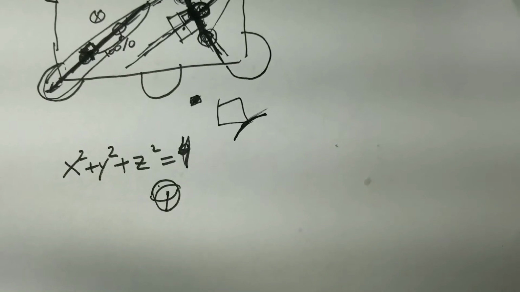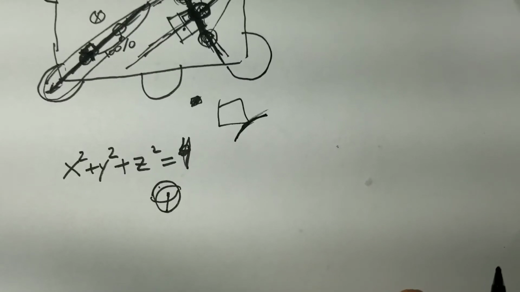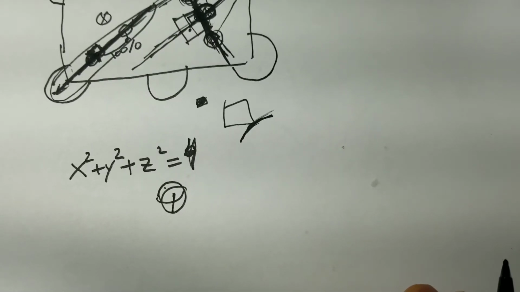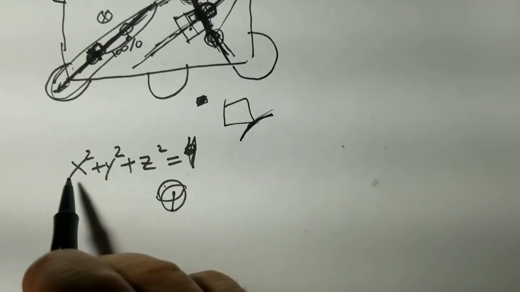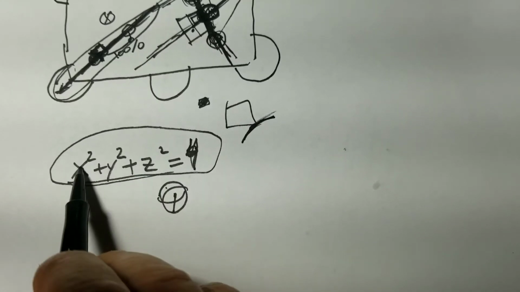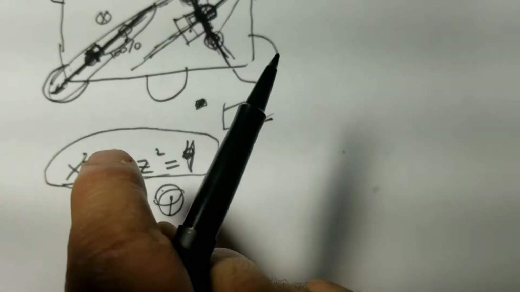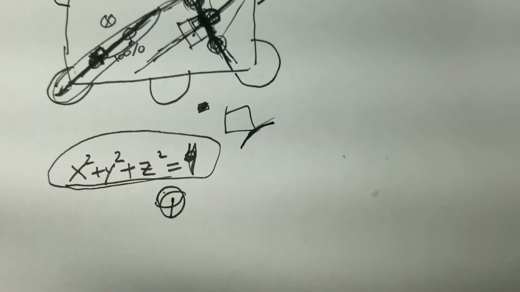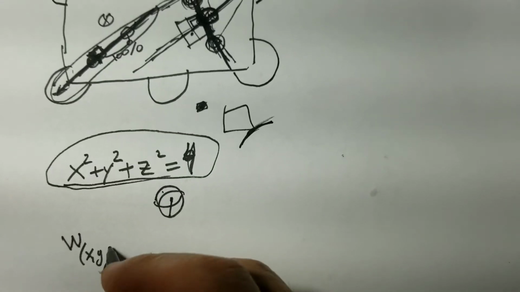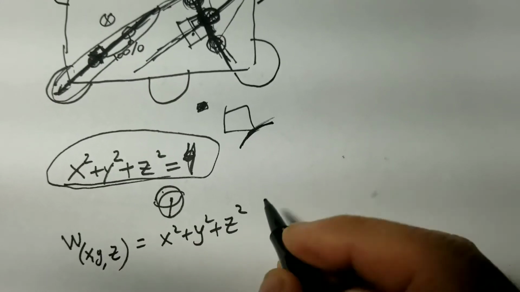Because in order to write the equation of a plane, you need direction numbers. You need a normal vector, and that normal vector has to be in R3, with an x component, a y component, and a z component. Remember, this is only a relationship between x, y, z. It has x intercepts, y intercepts, z intercepts. It's not a function. For a function, for every ordered triple, you must have only one output. Therefore, I'm going to write this as W of x, y, z equal to x squared plus y squared plus z squared minus 4.